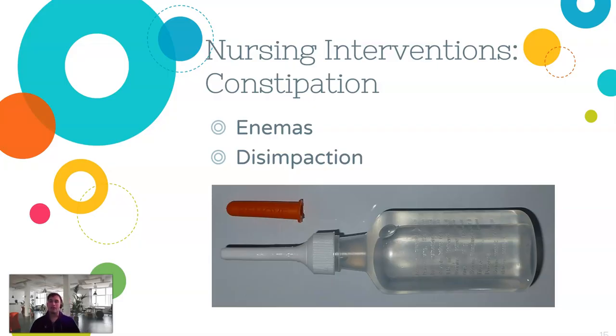Again, disimpaction can be done with the use of enemas, so these are not mutually exclusive definitions, or disimpaction can occur by manually removing that hardened mass piece by piece so that we can try to bowel train and get that GI tract operating normally again.